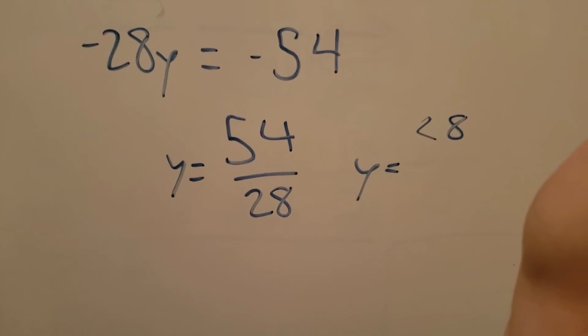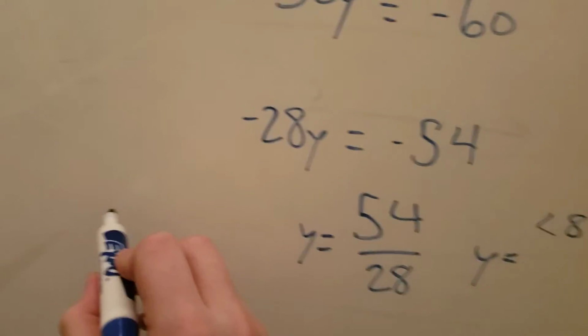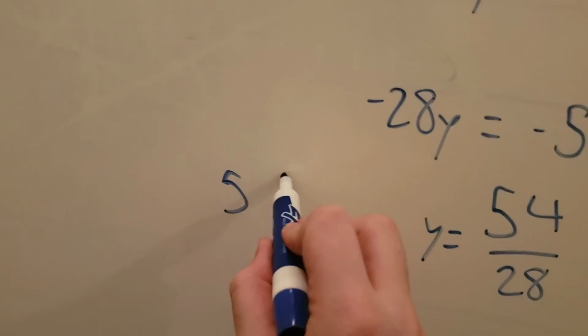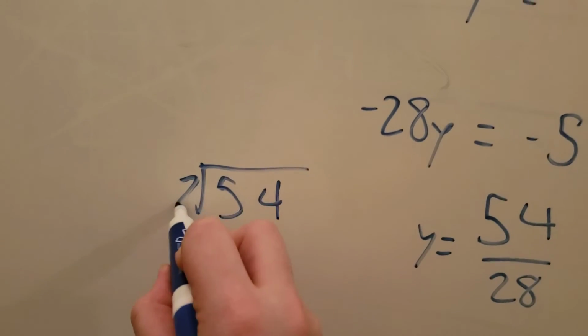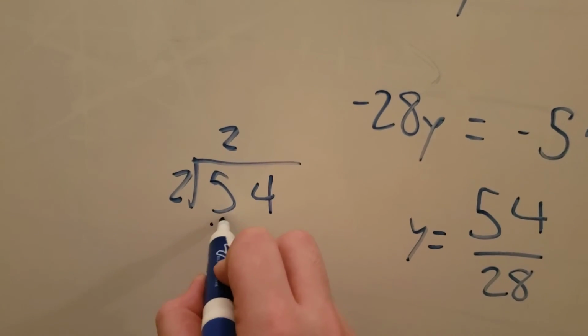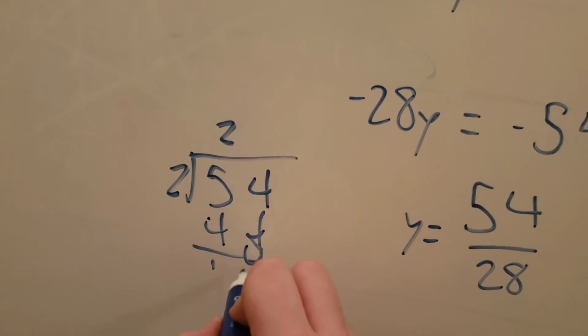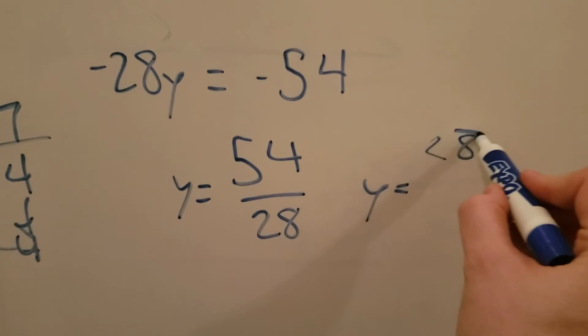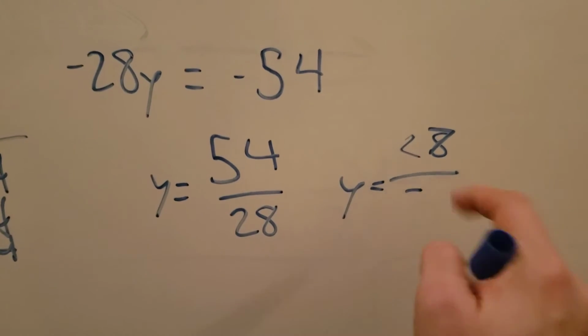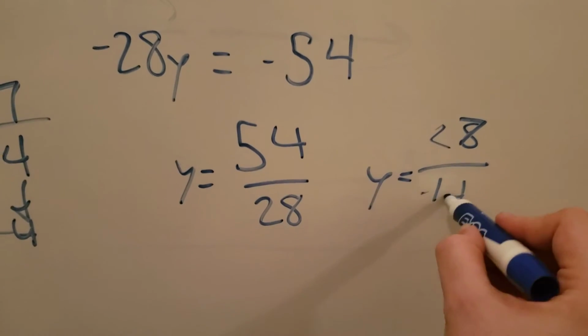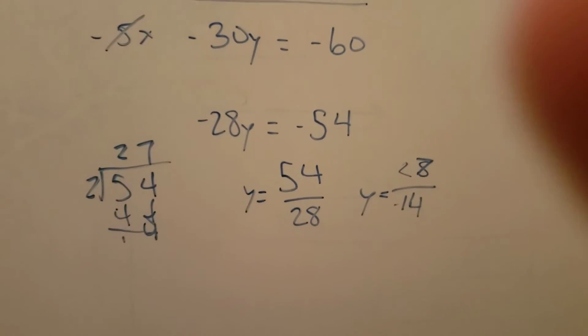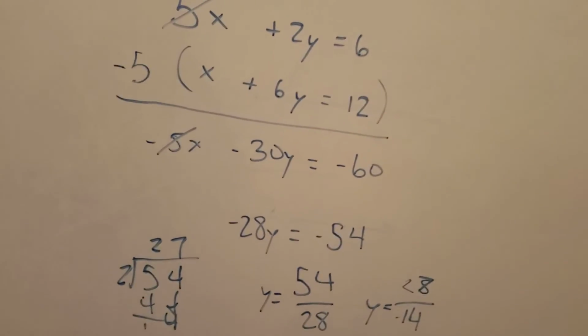Math is hard sometimes. Hard to do math in your head. Let's try it this way. 2 times 2 is 4. Aha, I was 1 off. 7. All right, 27 over, this would be 14. And that is unreducible. Okay, so 27/14 is y, an odd kind of number.